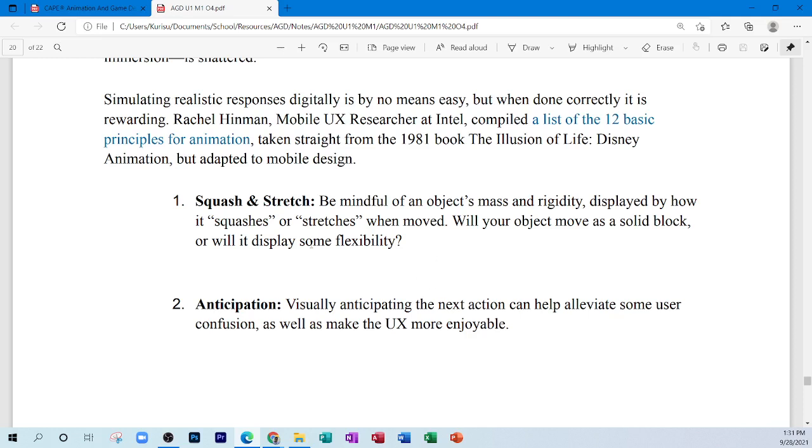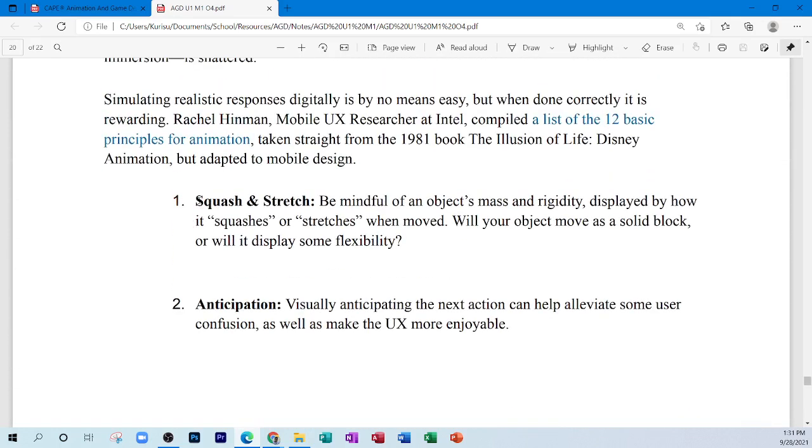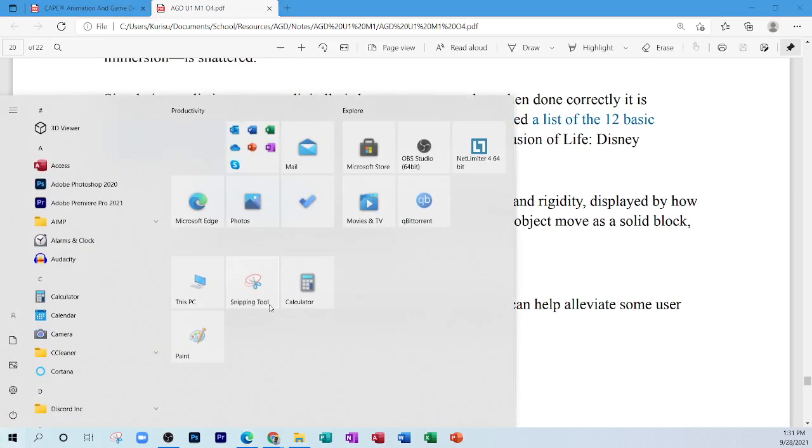So, we have squash and stretch. Be mindful of an object's mass and rigidity displayed by how it squashes and stretches when moved. Will your object move as a solid block, or will it display some flexibility?